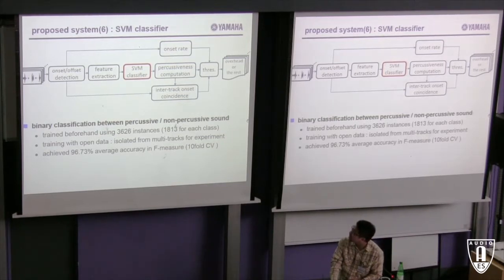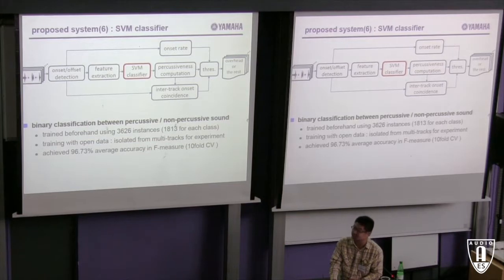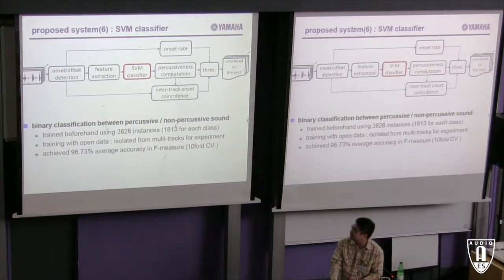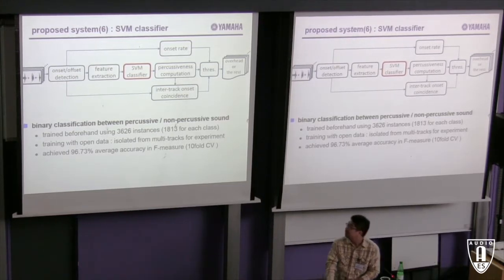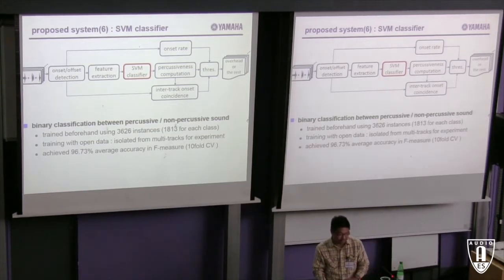Okay, let me go to the SVM classifier. The SVM classifier performs binary classification between percussive sound and non-percussive sound. The training is done beforehand using 3626 instances, and all the training data come from a completely different context from the one used for the experiment. The training achieved 96.73% average accuracy in F measure.